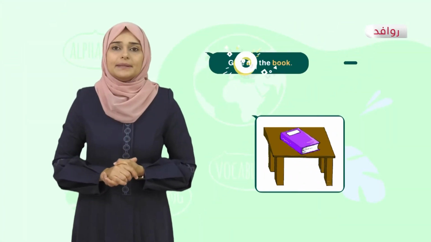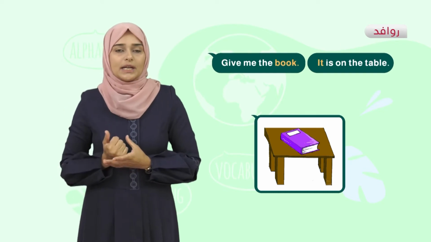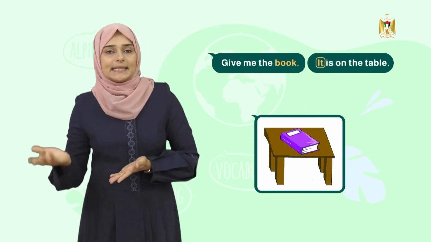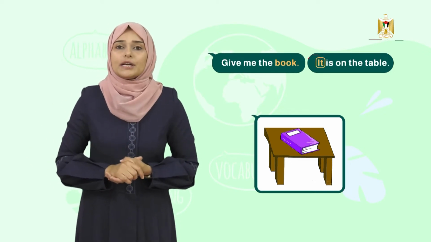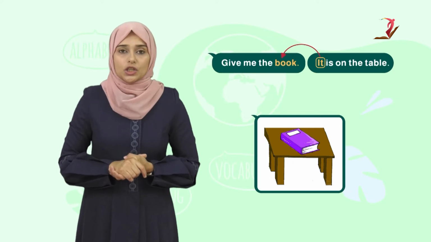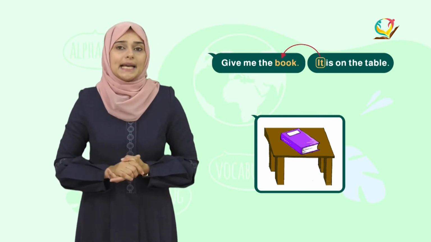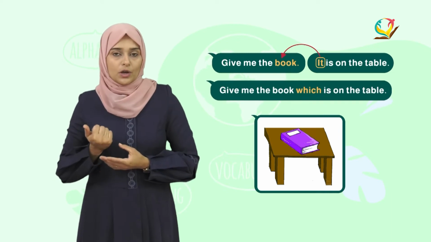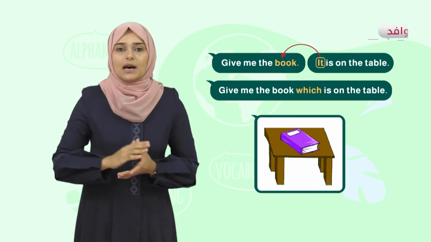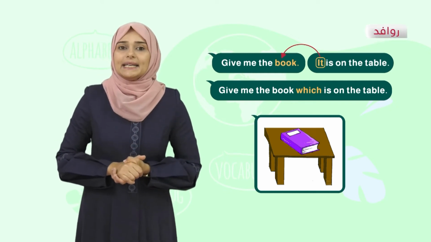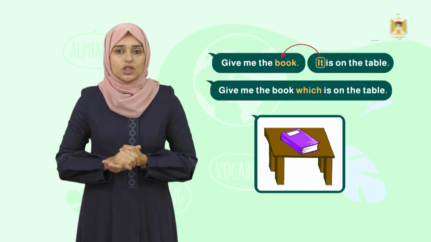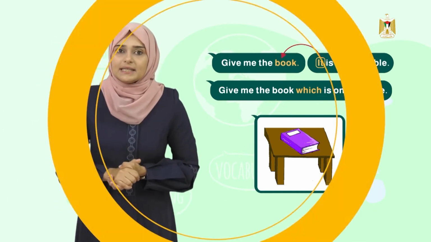Let's see another example. Give me the book. It's on the table. Here also, it in the second sentence refers to the book. It في الجملة الثانية تعود على كلمة الكتاب. So, we can join the two sentences and say, give me the book which is on the table. أعطني الكتاب الذي على الطاولة. هنا which بمعنى الذي. Here, the book is a thing. So, we use which also when we refer to things.